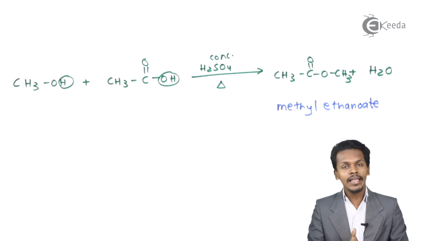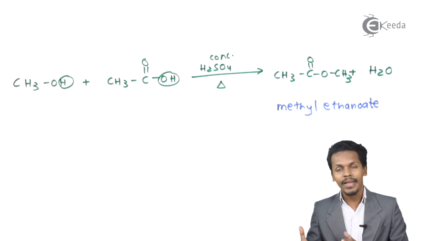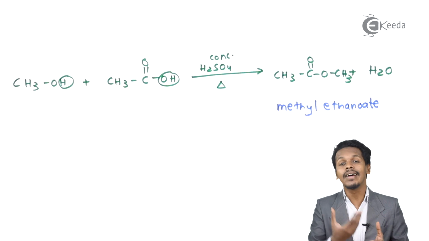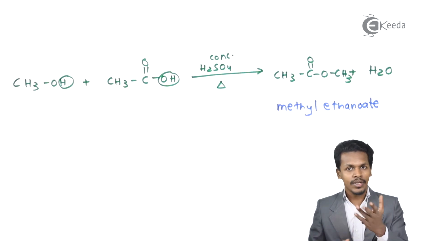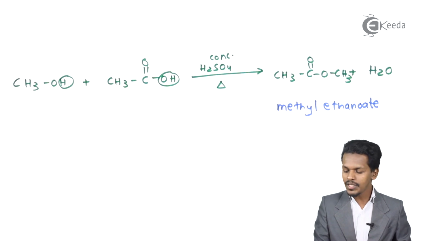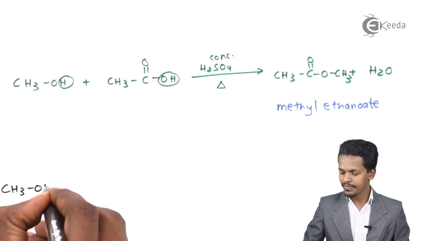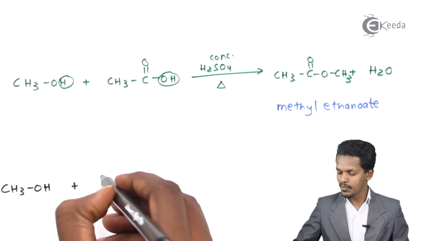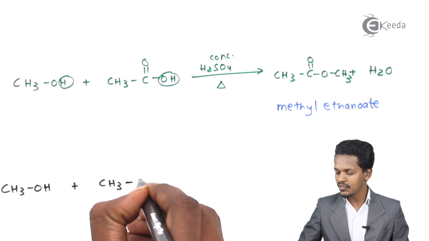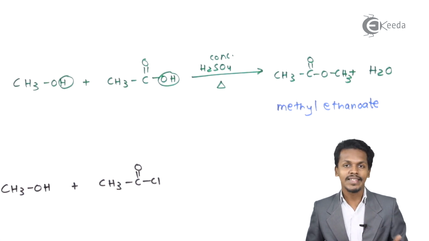So this is how we can obtain an ester from an alcohol. Whenever an alcohol reacts with a carboxylic acid, it will form an ester. But there are other methods also by which an alcohol can give us an ester. Let me give you the example here only. Suppose we consider methanol, CH3OH, and suppose we are reacting it with an acyl chloride, in this case CH3COCl, which is known as acetyl chloride.